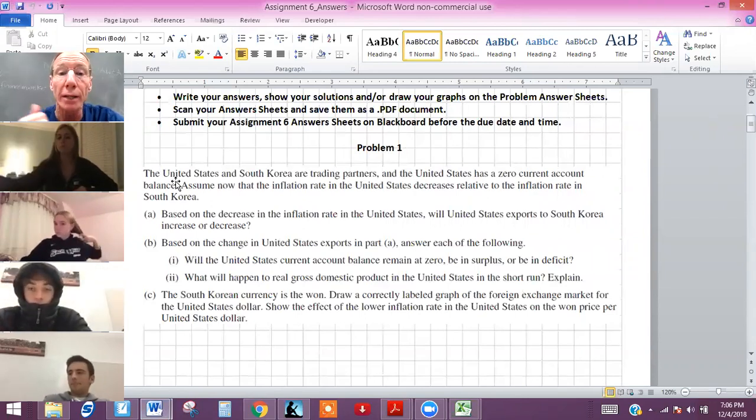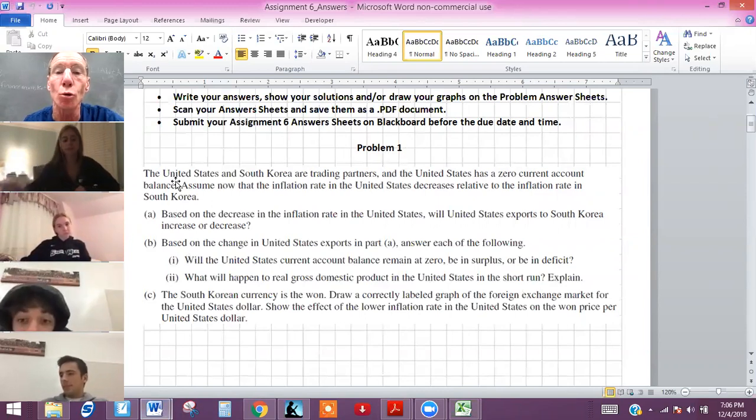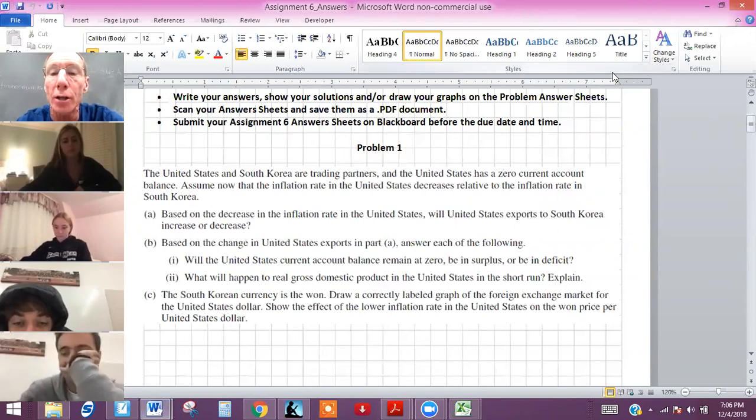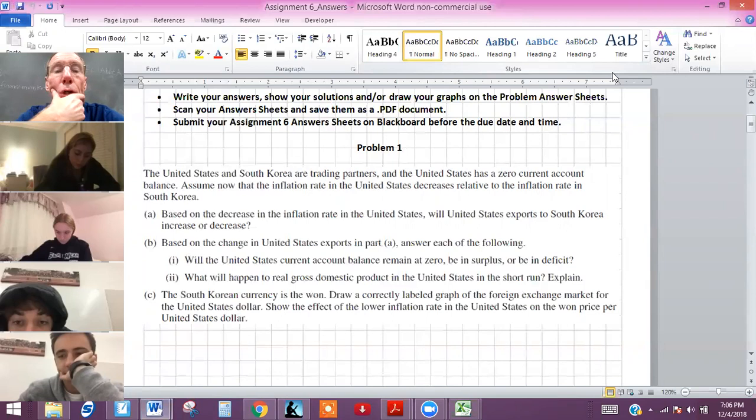Okay, so in this case, the inflation rate in the U.S. is going to decrease relative to the inflation rate in South Korea. So based on the decrease in the inflation rate in the U.S., will U.S. exports to South Korea increase or decrease?